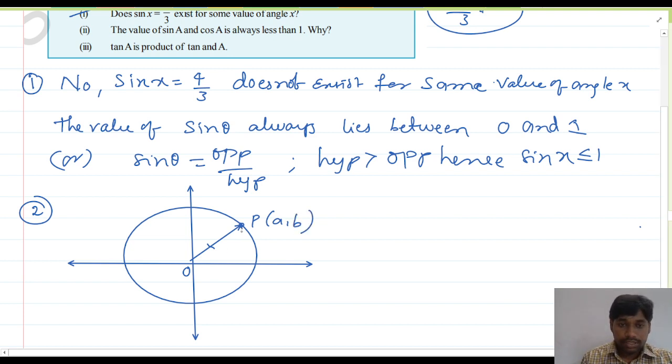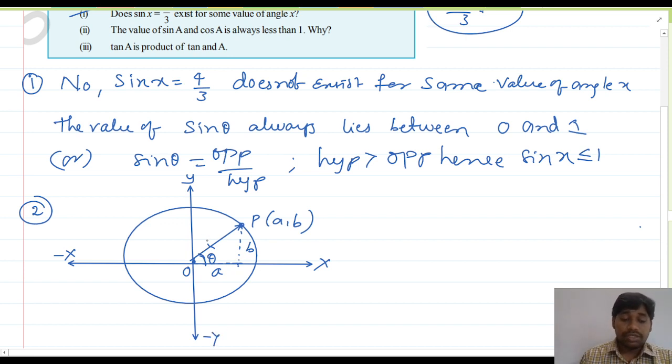Then this becomes the opposite side, that is b. This becomes the adjacent side, that is a. It is making some angle theta with the reference x-axis. This will become y, this is minus x, and this will become minus y.